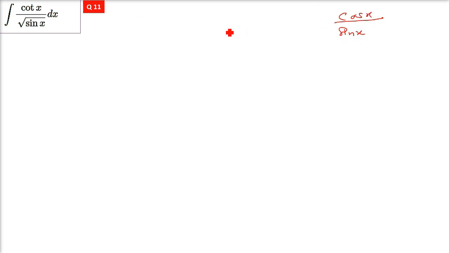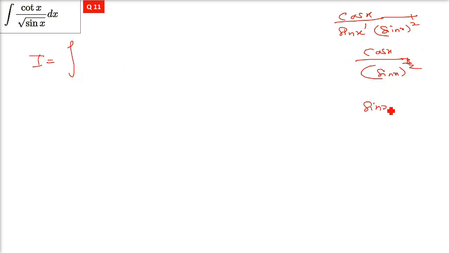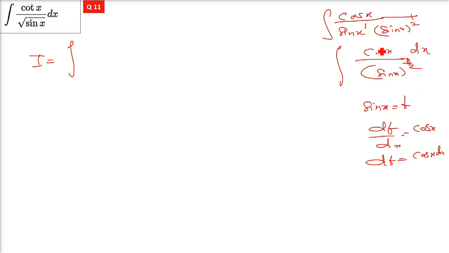See, this cot x is cos x by sin x. Writing under root sin x as sin x to the power half, the denominator powers can be added. So cot x is cos x by sin x and under root sin x is sin x to the power half. So 1 plus half is 3 by 2. Cos x divided by sin x to the power 3 by 2. So sin x equals t. When you differentiate this, dt by dx is equal to cos x. So dt will become cos x dx. Okay, now you see, if you integrate here, because I just simplified it, in order to get something which we are able to differentiate.